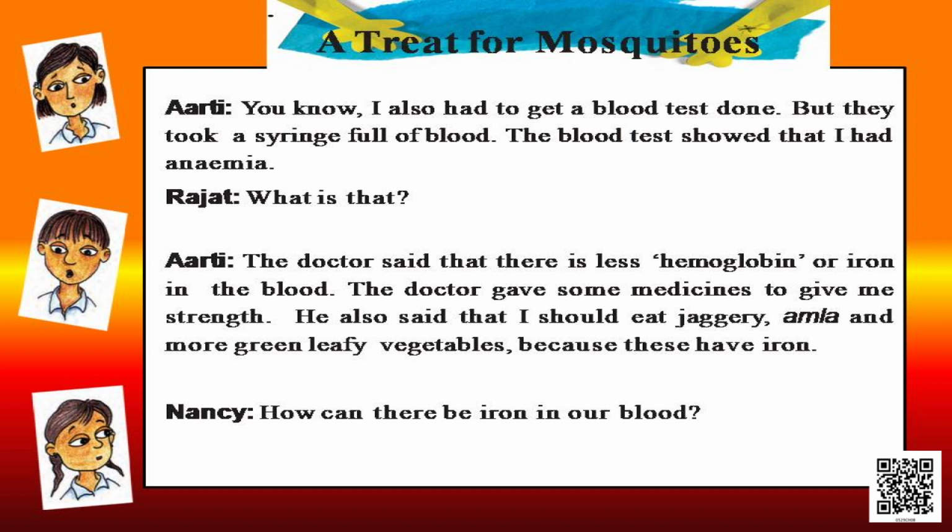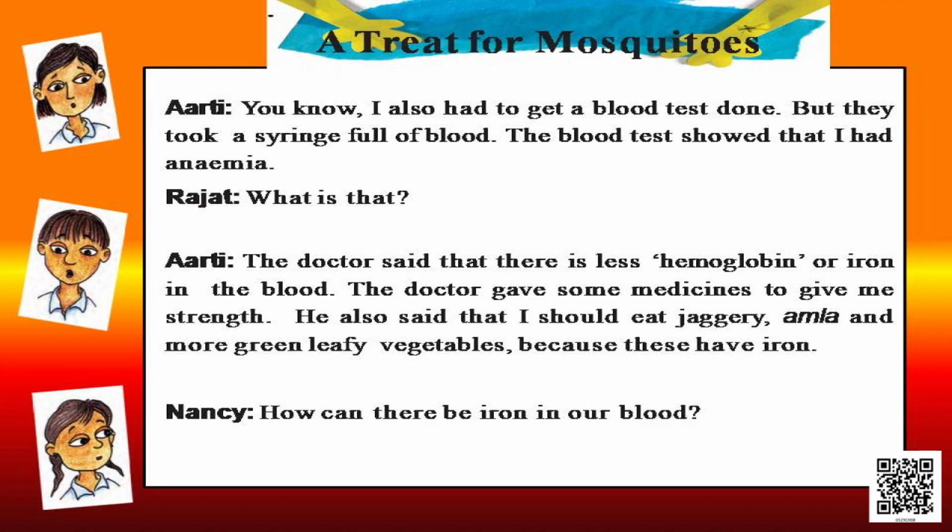Aarti says, you know, I also had to get a blood test done, but they took a syringe full of blood. The blood test showed that I had anemia. Now Aarti says she also went through a blood test like Rajat, but in her case they didn't take 2-3 drops of blood on a glass slide, rather they took a syringe full of blood. Maybe it was for a different purpose. We will get to know why the pathologist had taken a syringe full of blood from Aarti.